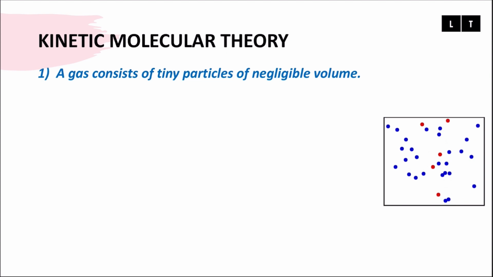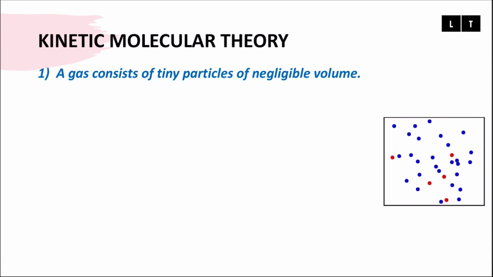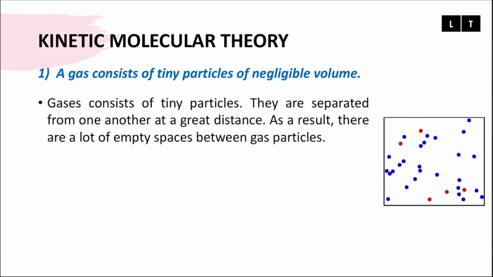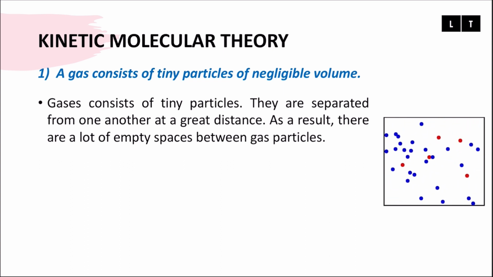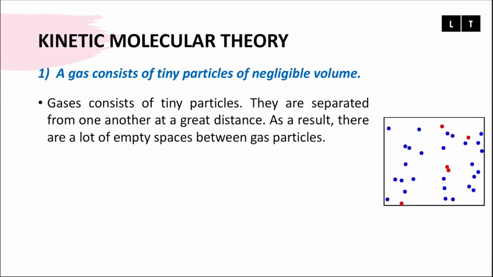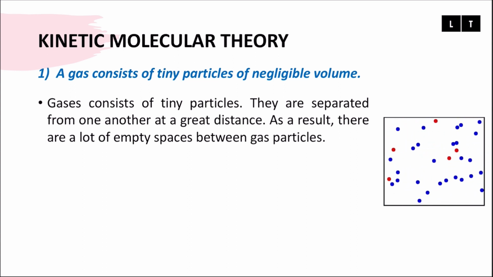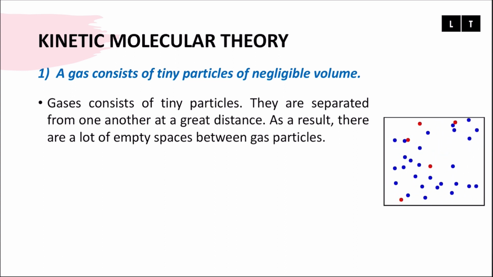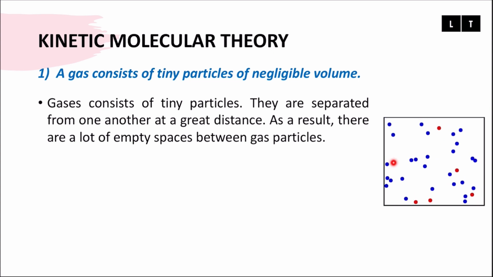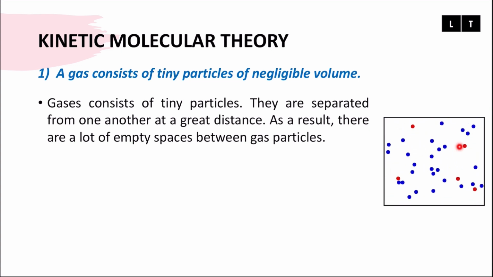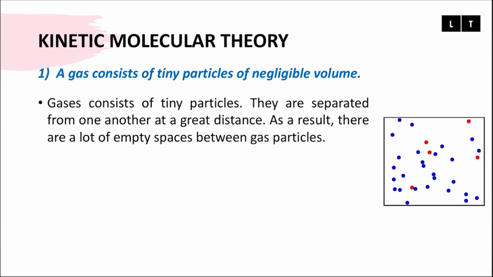The first one, we should know that gases consist of tiny particles that we cannot see with our naked eyes. So maknanya dia separated from one another at great distance, tapi kita tak nampak secara jelas. As a result, there are a lot of empty spaces between gas particles. Awak boleh nampak ada ruang ataupun ada space between the particles.